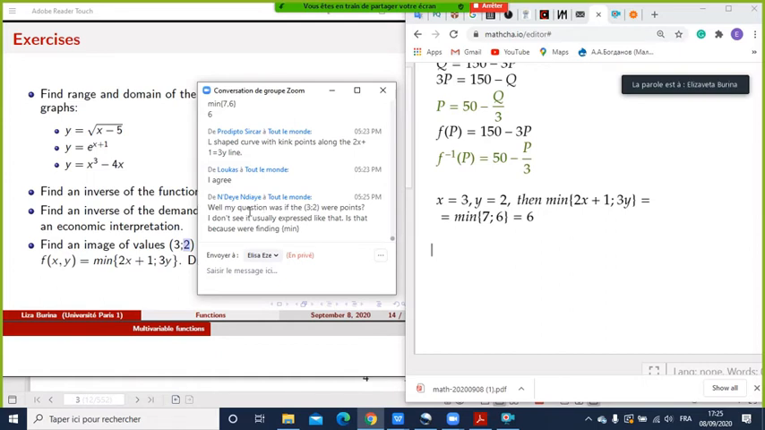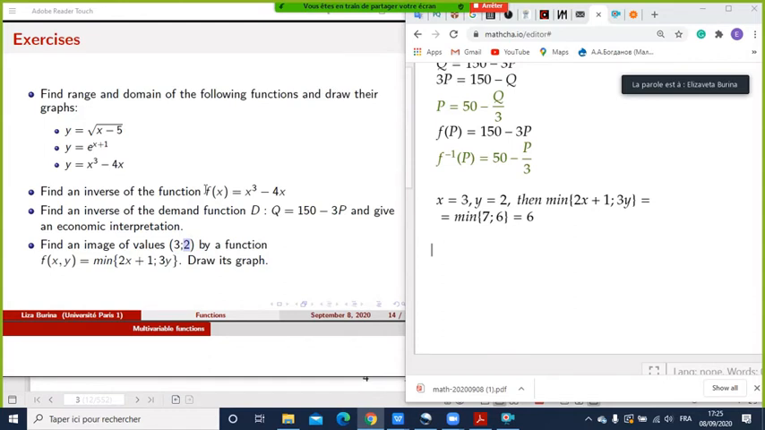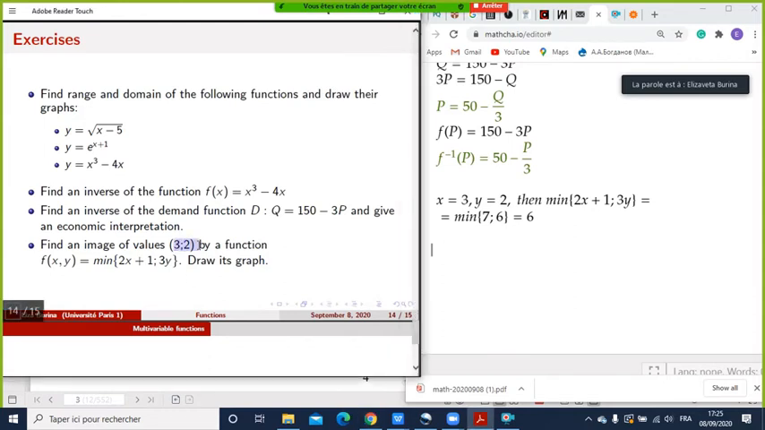Yes, good question. Were there 3, 2 points? Yes. I have to give you 2 because the function is of 2 variables. Usually I'm saying find an image of 3 by the function y is equal to 3x. So then you just substitute x by 3 and then you get your answer. In here I was supposed to give you 2 points obviously because the function is of 2 variables.